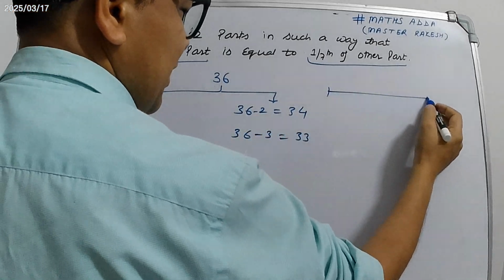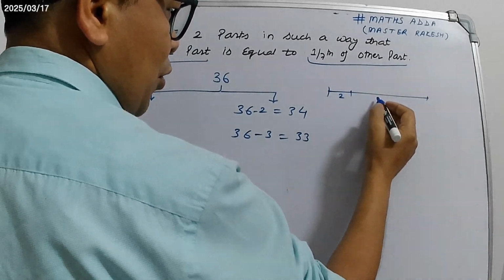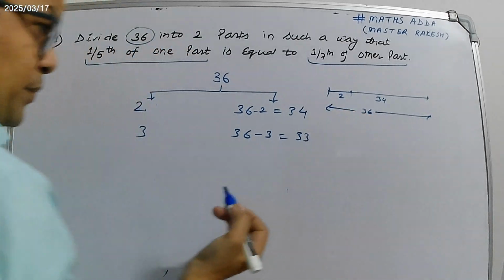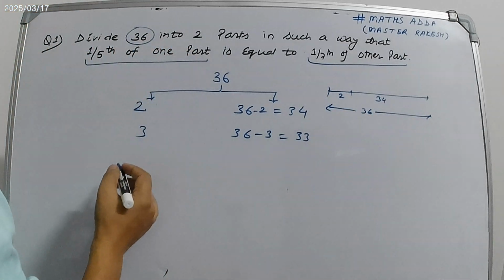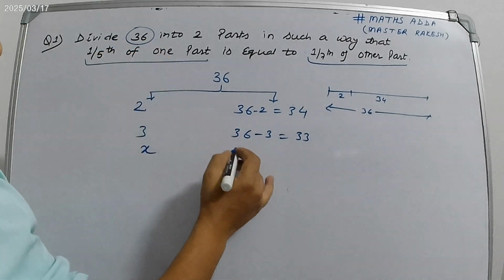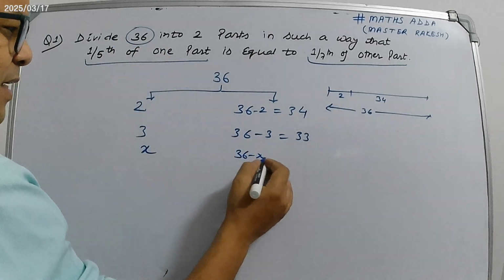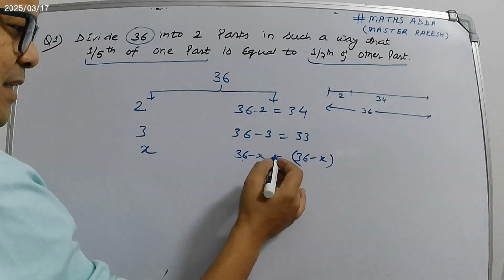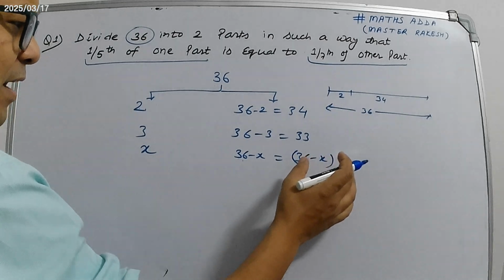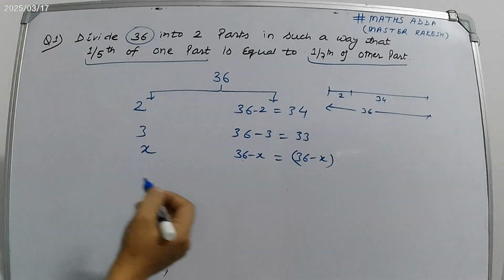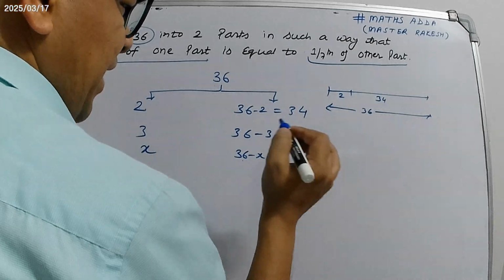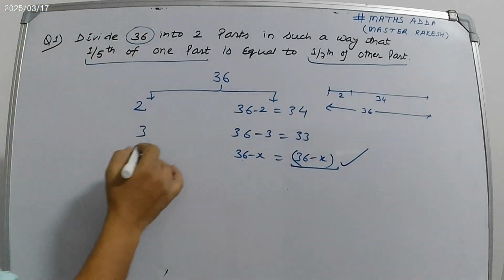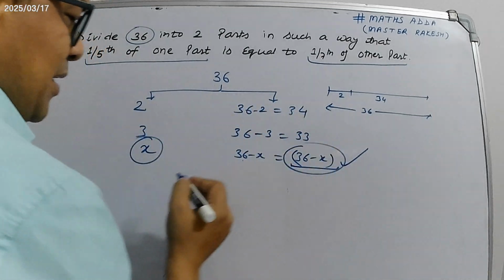Same way, this is 36. One part will be 2, another part will be 34, so the total becomes 36. So if I say one part is x, what would the other part be? 36 minus x. It remains as it is. It doesn't solve further, since x is the variable. Until you know the value of this variable, it won't solve further. So one part is x, and the other part is 36 minus x.